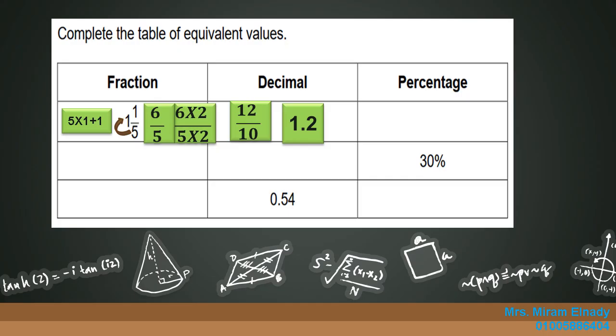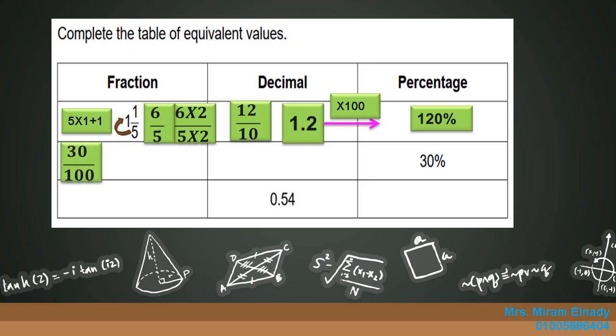What about the percentage? If I want to get the percentage, I need to multiply by 100. So 1.2 times 100 will be what? 12 or 120? It will be 120%.